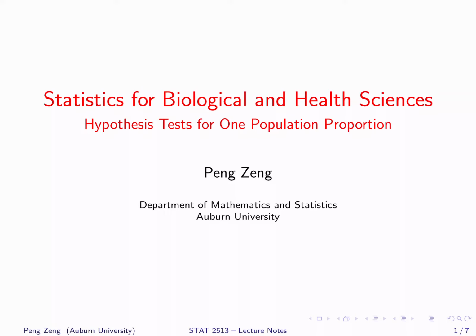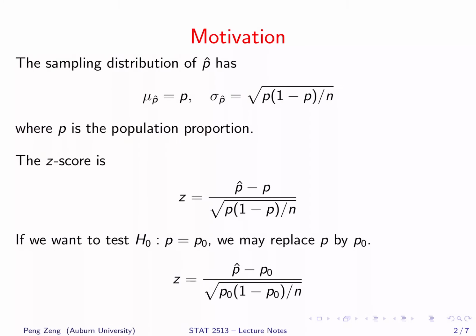This section discusses hypothesis tests for one population proportion. We have discussed the sampling distribution of the sample proportion p hat. The mean of the sample proportion is the population proportion. The standard deviation of the sample proportion is the square root of p times 1 minus p divided by n.